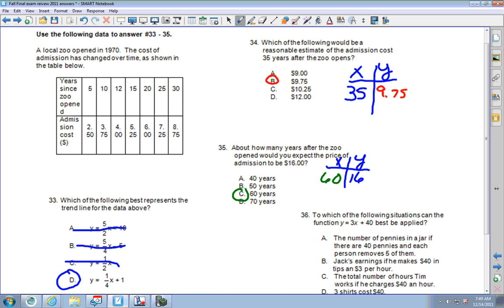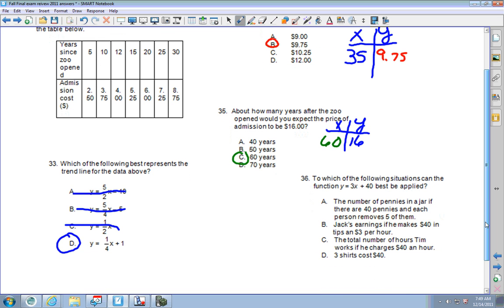Now it said, to which of the situations, no, I guess this one doesn't really go along with this problem, but that's okay. To which of the following situations can the function y equals 3x plus 40 be applied? Well, it says the number of pennies in a jar if there are 40 pennies and each person removes 5 of them. Well, wait a minute, 5's not even in the problem, and if you remove them, that has to be a minus sign. So it's not A.